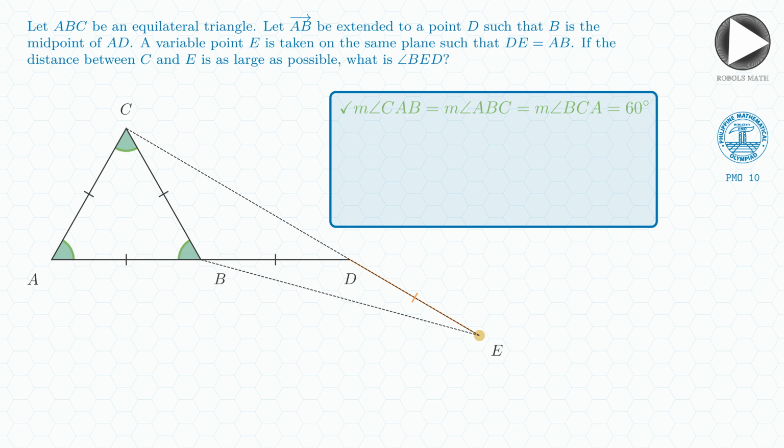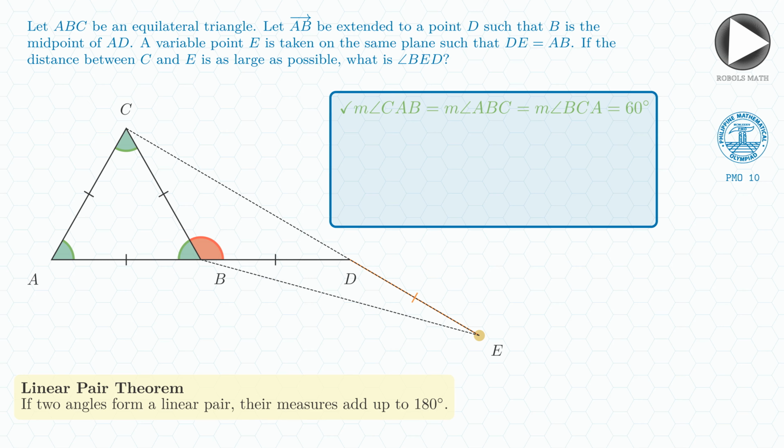After getting these green angles, we can look at angle CBD, which is denoted here by the red angle. We can use the linear pair theorem in this case since points A, B, and D lie on the same line. Note that angles ABC and CBD are linear pairs, so they should add up to 180 degrees. So in other words, we can say that those two angles are supplementary. Eventually, we'll conclude that the measure of angle CBD is 120 degrees.